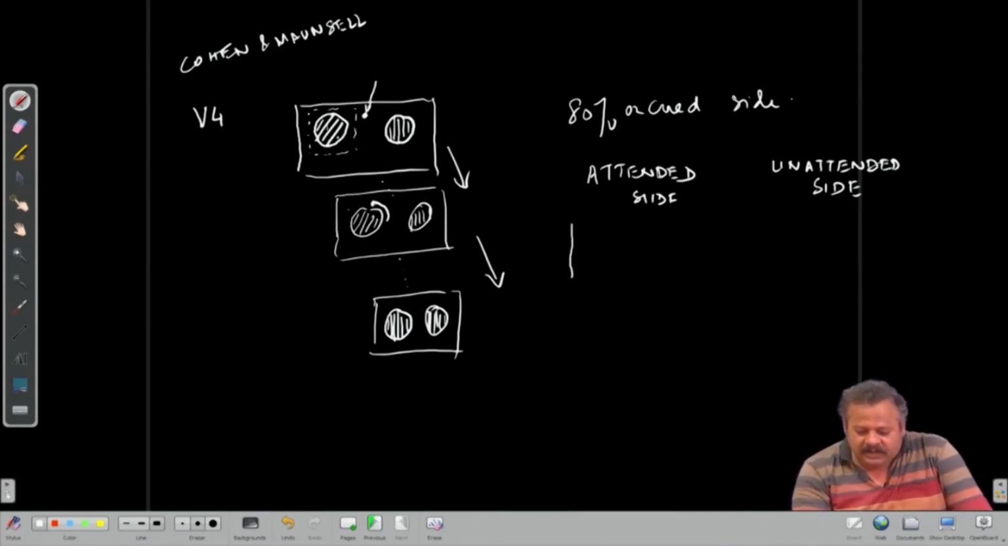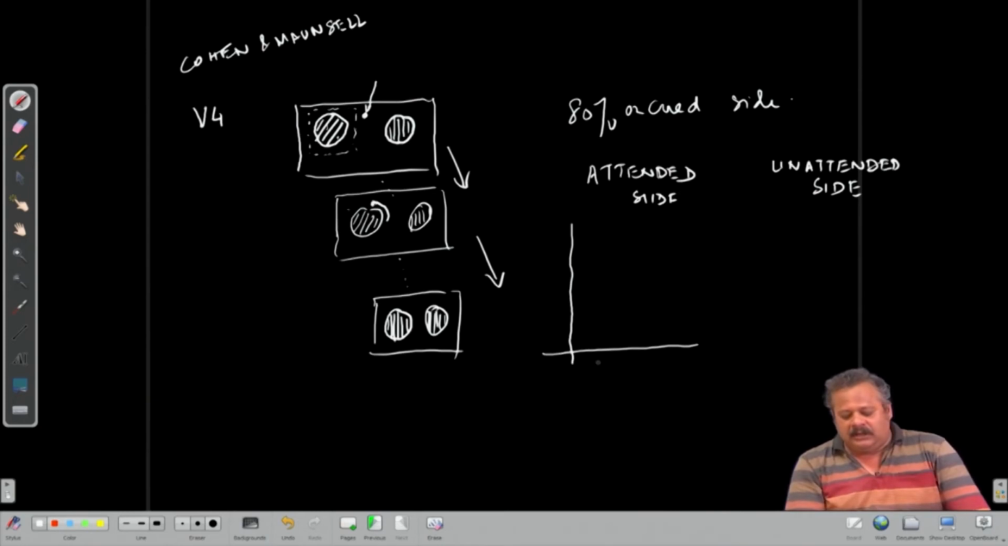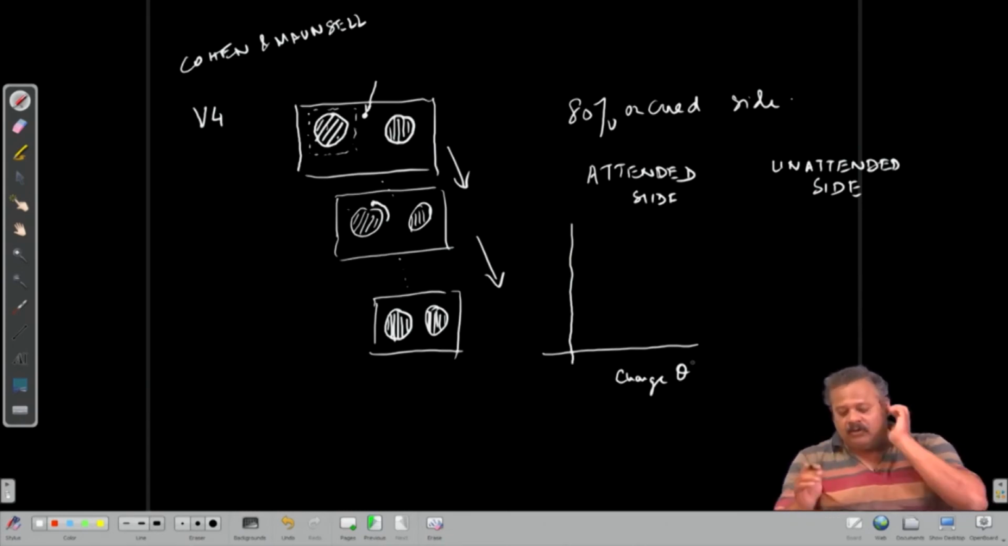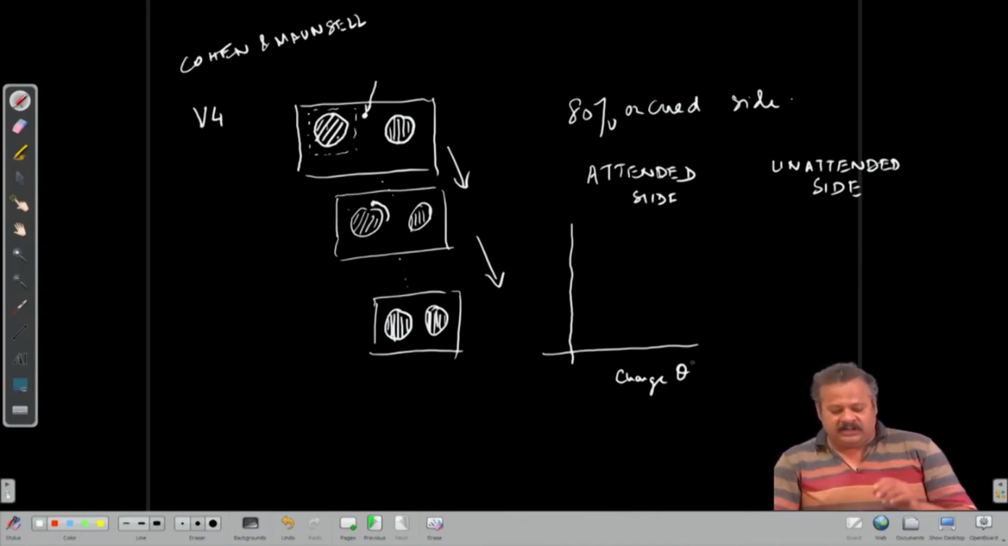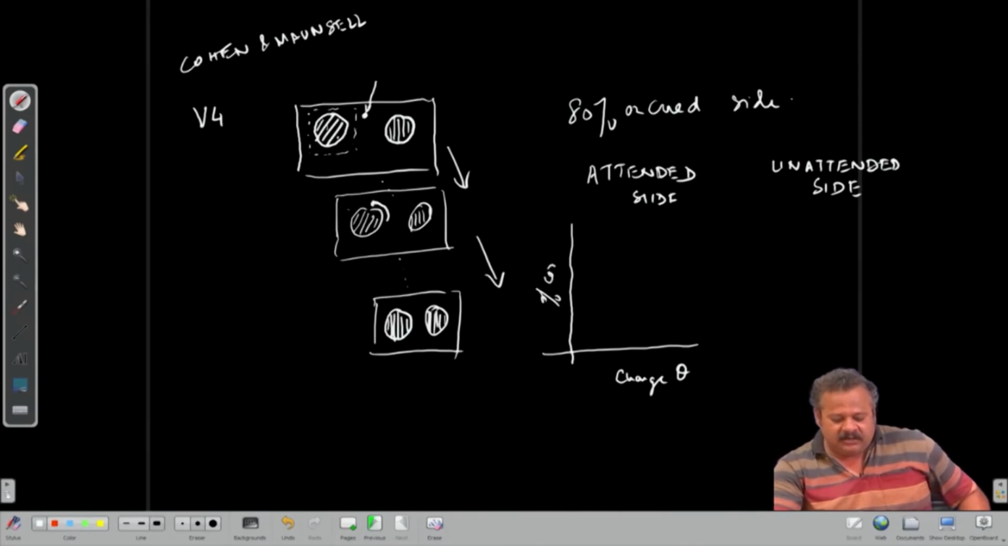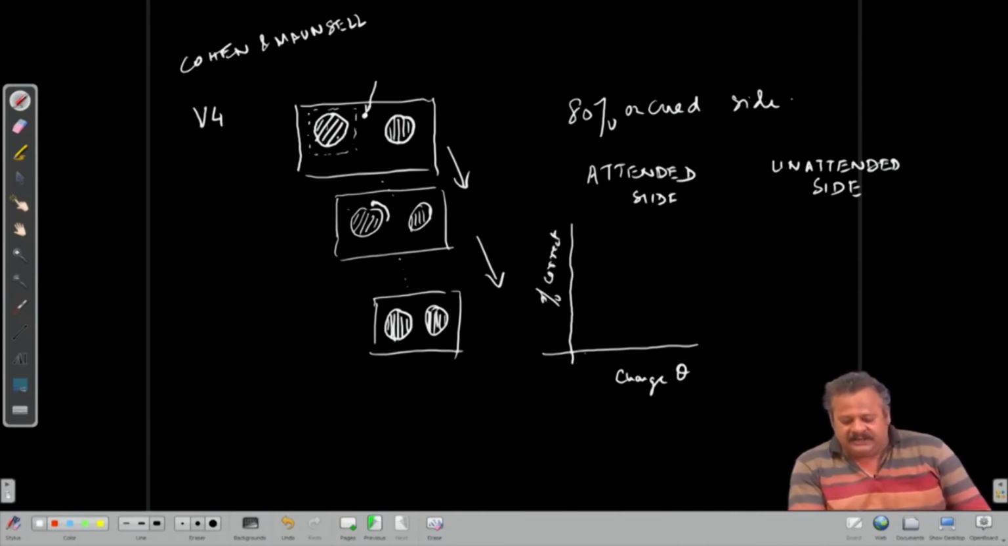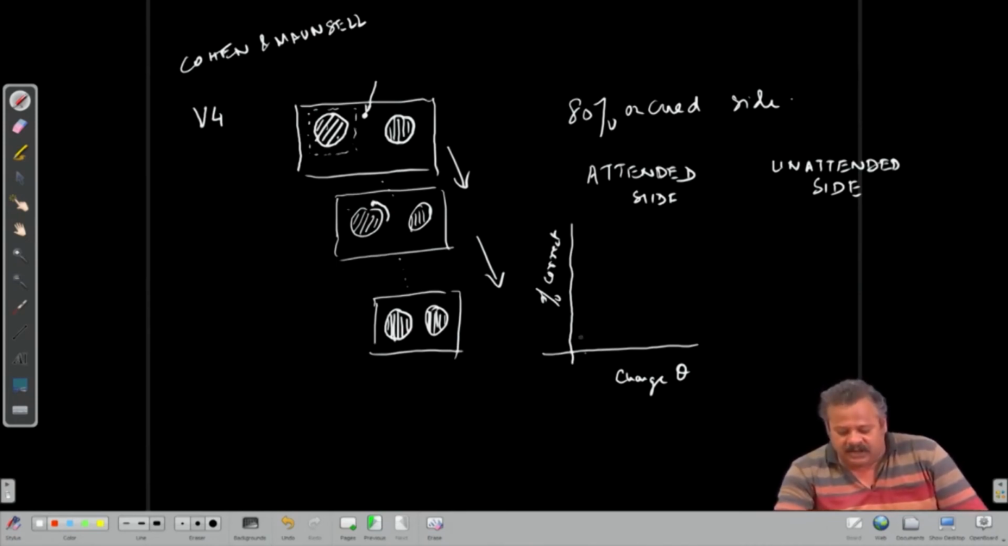Basically, on the cued side, if you look at the monkey's performance, this is the change in orientation, change in theta, orientation of the gratings, how much amount of change was happening. Obviously, the smaller the change, the more difficult the task is. So, percentage correct would be less on the left hand side and would be at chance level for very small orientation changes. It will start from a very low percentage correct, and with increase in orientation change angle, it would go and saturate.